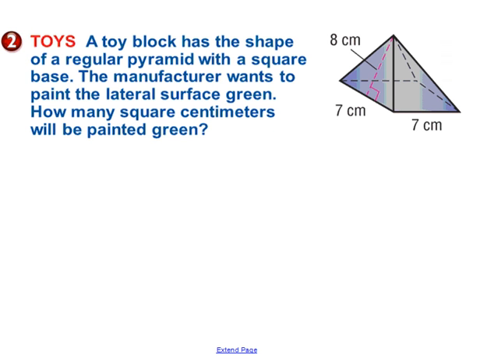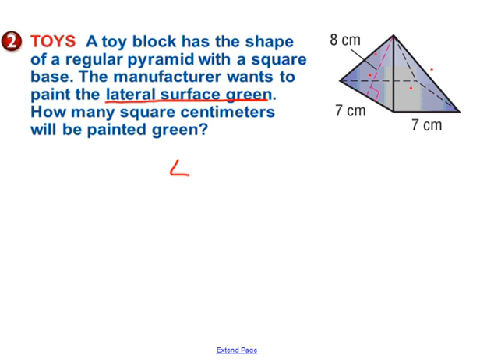A toy block has the shape of a regular pyramid with a square base. The manufacturer wants to paint the lateral surfaces green. How many square centimeters will be painted? So he wants to paint the 4 triangles that make up the pyramid.